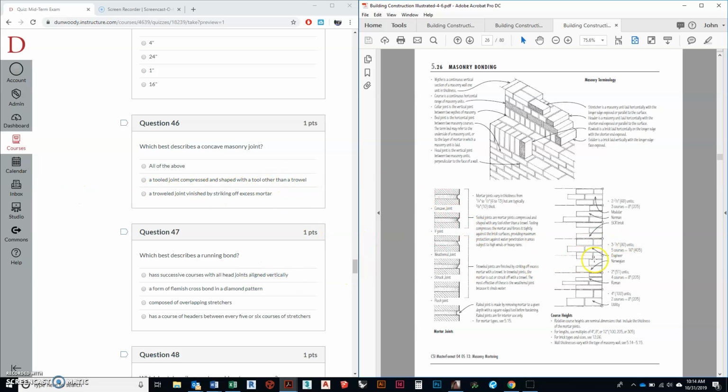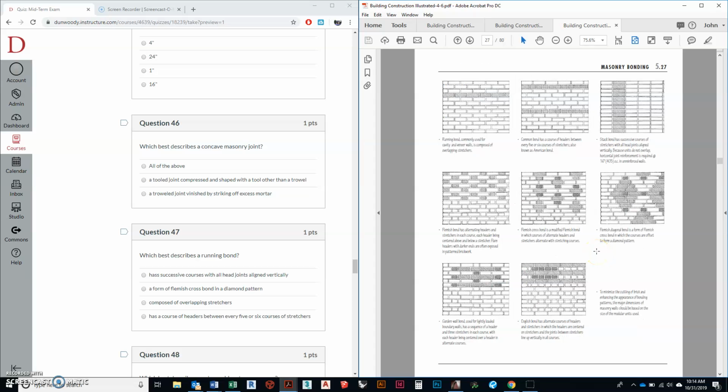47. What best describes a running bond? This is another one that we should all just know. It should start to become part of our vocabulary. The typical layup of brick or concrete block is called a running bond, where the joints are centered on the solid unit below, and that runs that way all the way up. The most common.